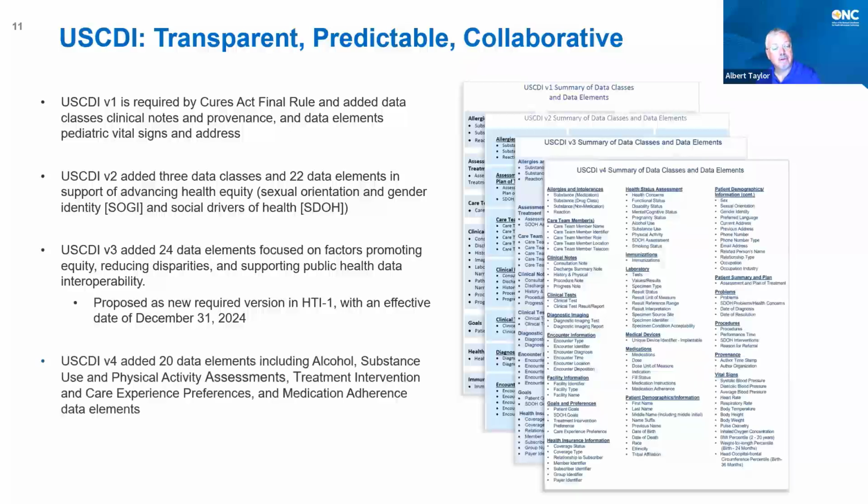And then finally, USCDI version 4, which we published in July, adds additional data elements in a newly expanded health status assessment data class, and some additional information that is useful during the medication reconciliation process and the development of advanced care planning documents. Next slide.